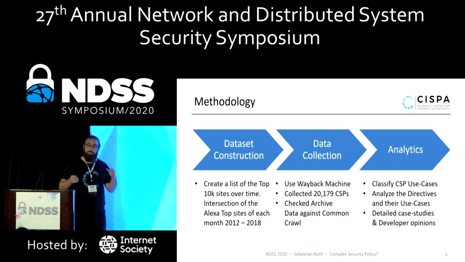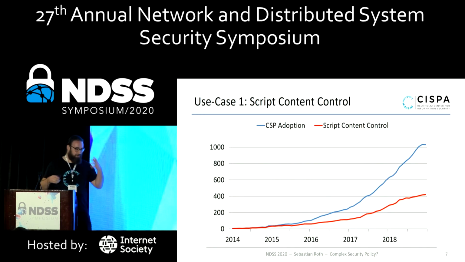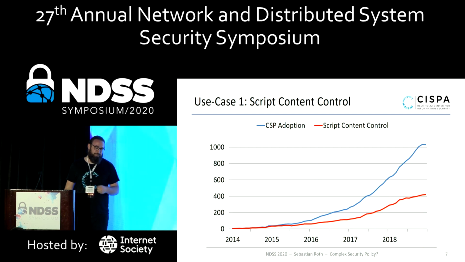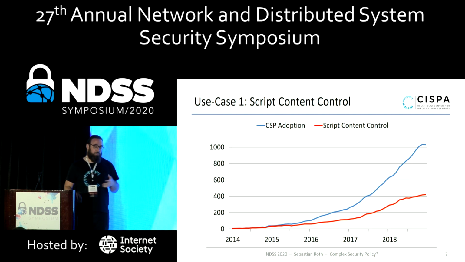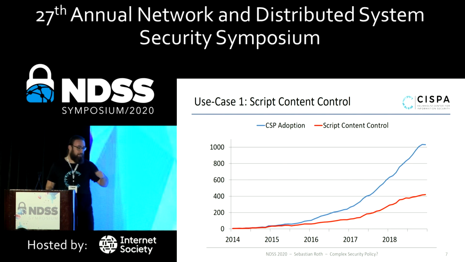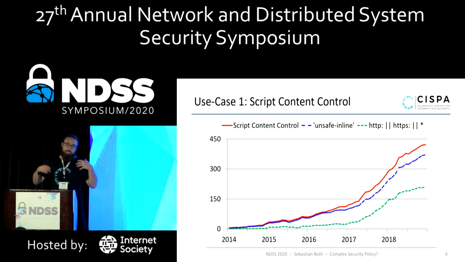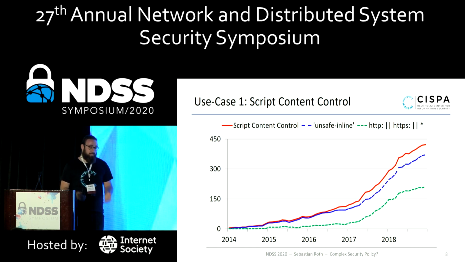Let's start with the first and initial use case of CSP, script content control. As you can see in the upper blue line, the overall CSP adoption is increasing. However, its initial use case is only used in around 40% of all policies in the wild, as you can see at the red line. Naturally, this means there are other use cases as well, but let's first deep dive into the script-restricting capabilities of CSP. As already shown by related work, insecure practices are dominating the usage of CSP for that use case.